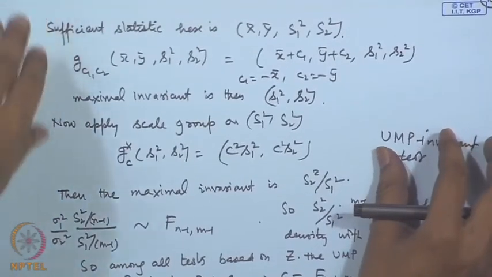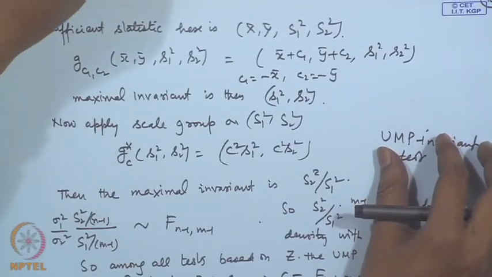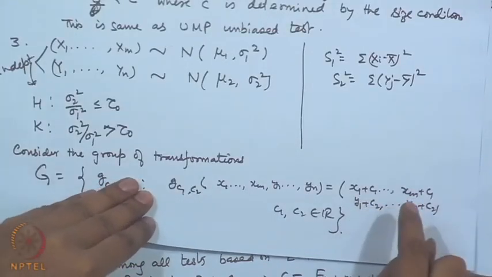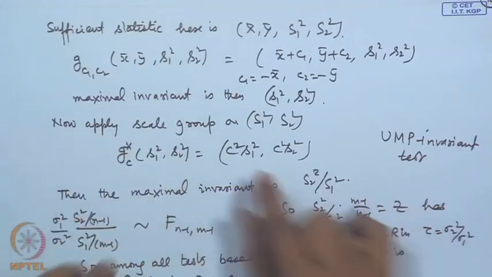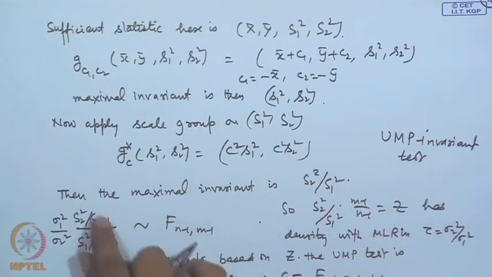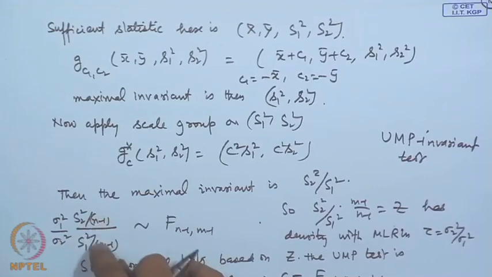What you can observe here is that I have reduced the problem two times. Firstly, I am considering location invariance in a particular format, and then I am again applying scale invariance in another format. Using both of these, I have reduced it to S2 square by S1 square, which is the reduction which we obtained using the Neyman-Pearson theory, where we had derived the UMP unbiased tests.